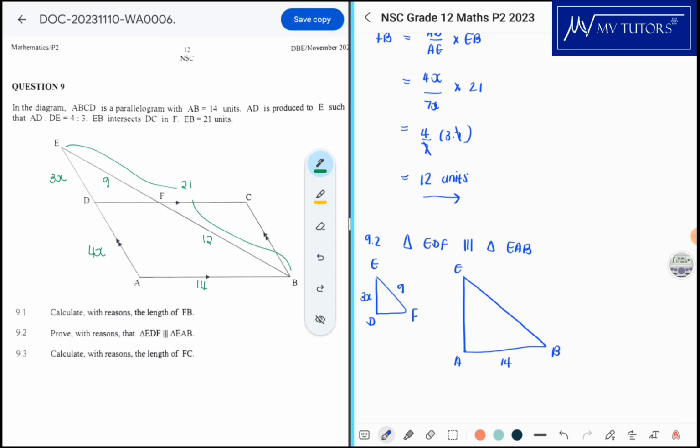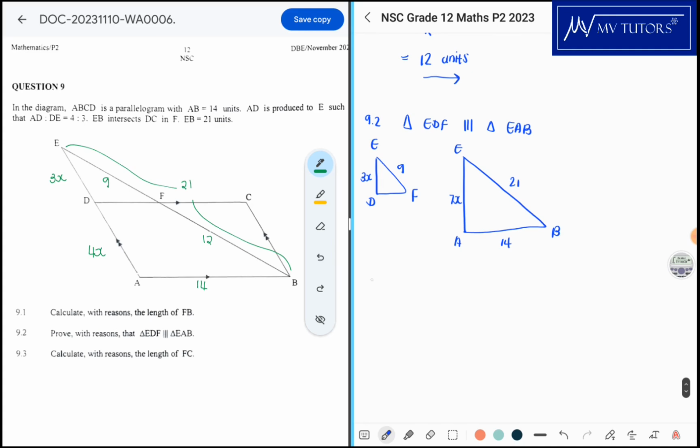I have 14 over there. EB, that's 21. And EA, that is 7x. Okay, now let's see how we're going to prove similarity. Well, firstly, we have E, that's the common angle. So we're going to say E is equal to E. Why? Because that's the common angle.